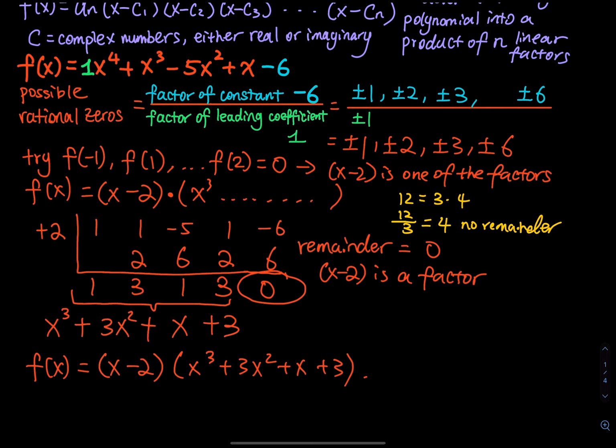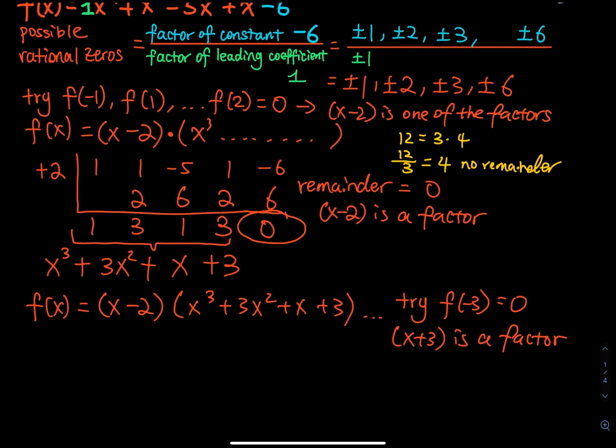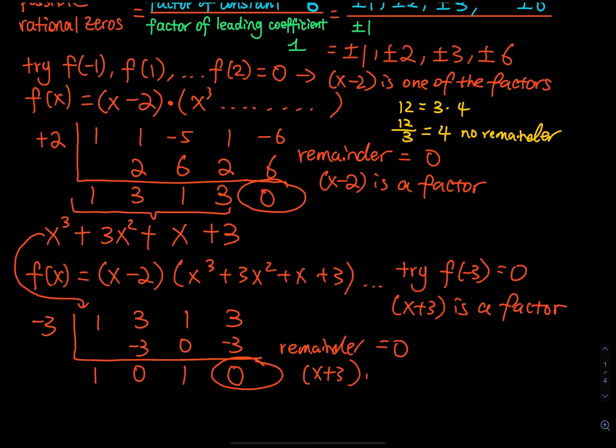And then you keep on trying, and the next step is you try that f of -3 is equal to 0. You just have to keep on trying. So what that means is x plus 3 is a factor. And then you will take this right over here, and perform another synthetic division, that is 1, 3, 1, 3, right? And the factor is x plus 3, then this will be a -3. Then you put a -3 right over here, pull the 1 down, 1 times -3, add them, 0 times -3, 1 plus 0, 1 times -3, -3 plus 3, that is equal to 0. So this one is remainder equals 0. So what that means is x plus 3 is a factor.